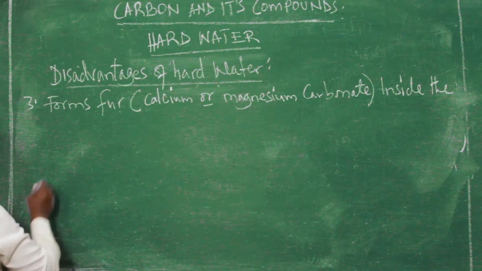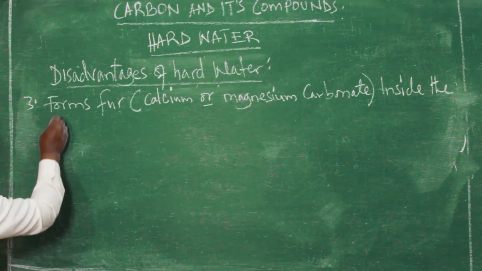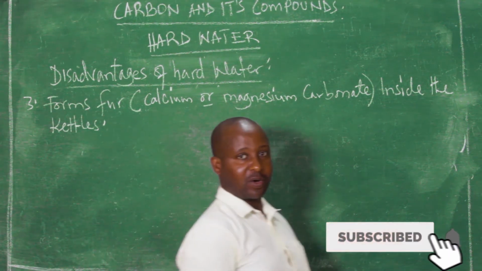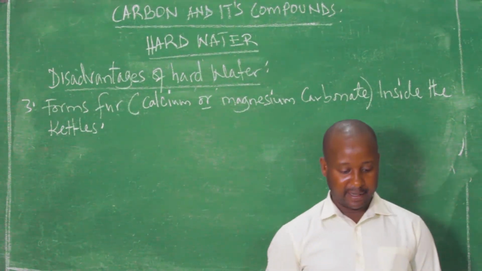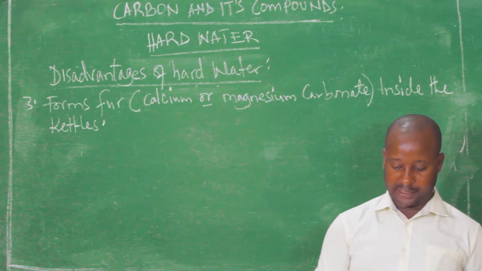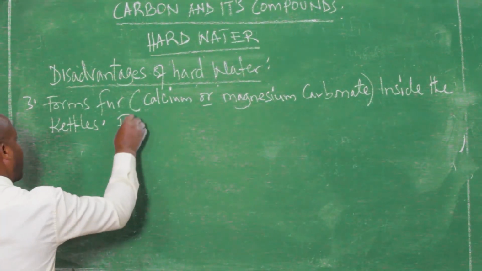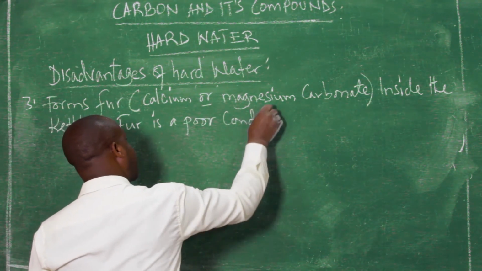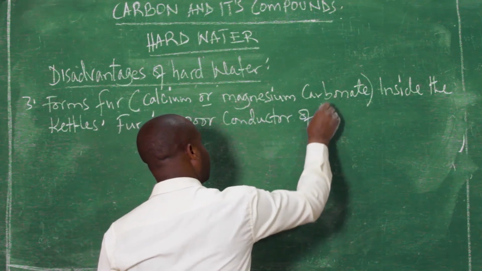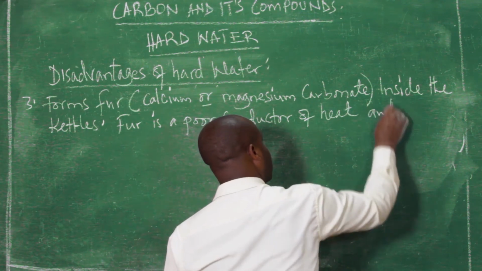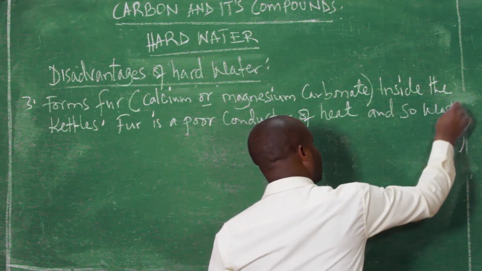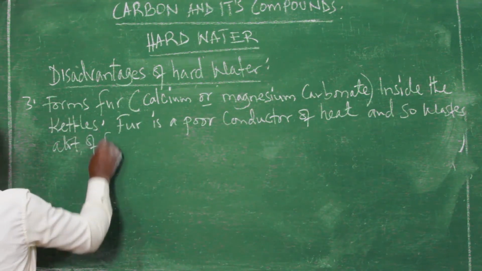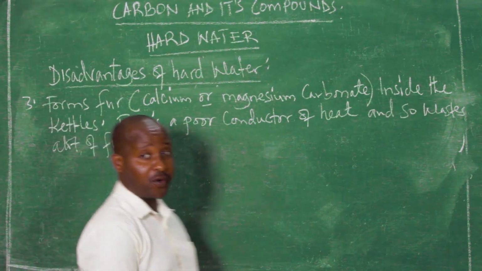Fur that is formed inside the kettles destroys kettles because this fur is a poor conductor of heat, and so it wastes a lot of fuel.